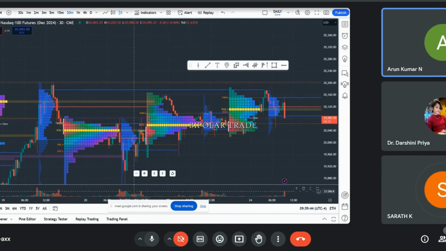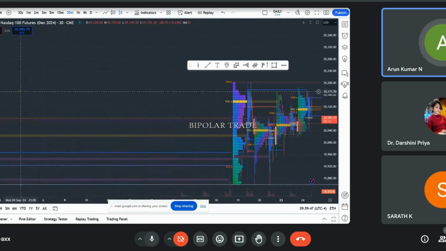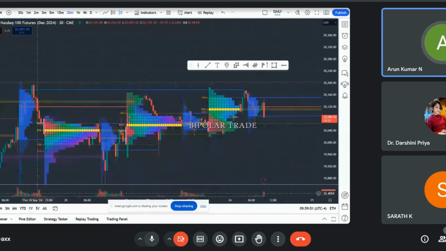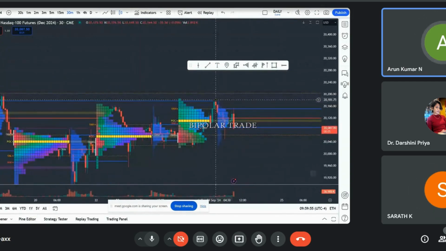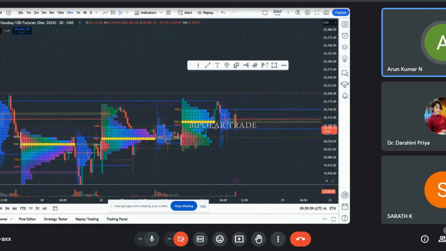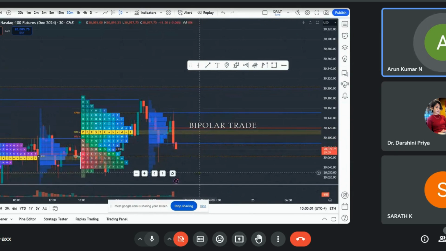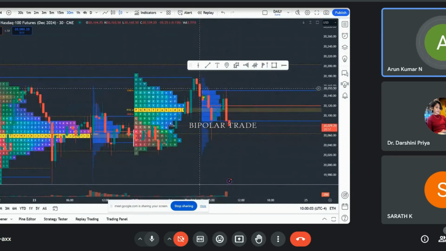Also there was an old single print exactly overlapping here. That is where on 19 there was a fall. So that was a good confirmation sign for this fall. That was the first entry. The second entry, I can tell you, was a second entry for the fall.